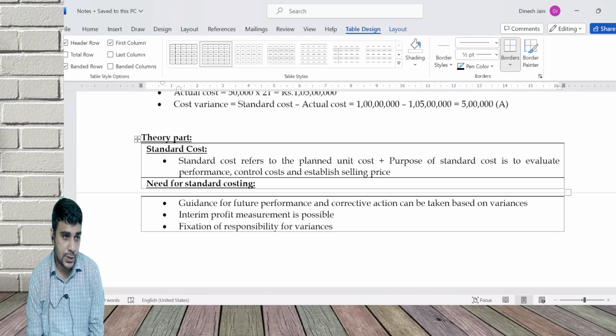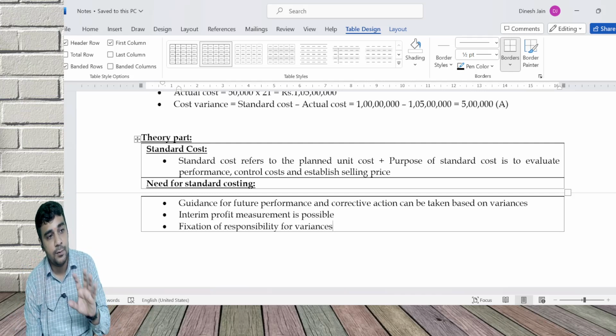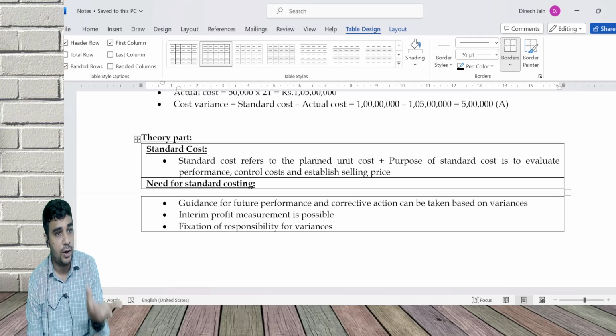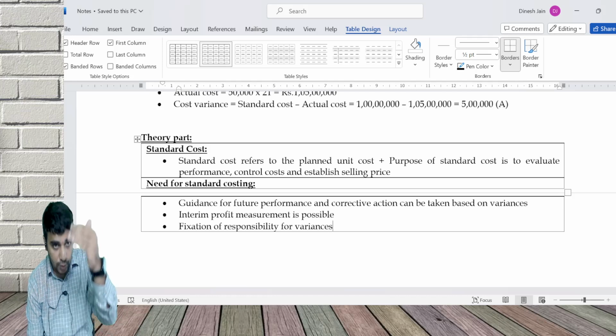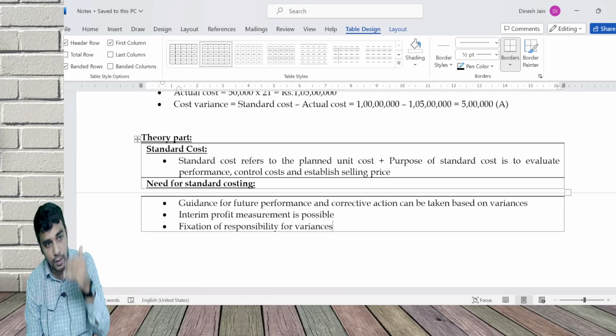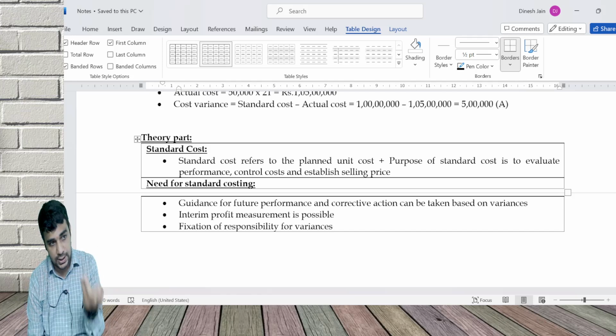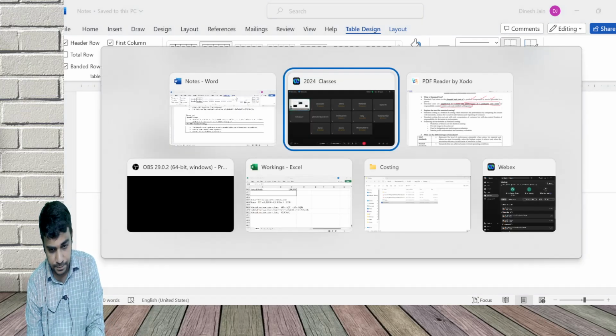See, in an ideal situation, just calculating variance does not help, because after calculating variance, the next step is very critical, which you cannot do in class. We cannot see that. In a practical world, once variance is computed, you will call the production manager, you will call the purchase manager, understand from him what has gone wrong, and either change the standard or see how you can make improvements. So that's the next step. Clear? Any doubts on this?